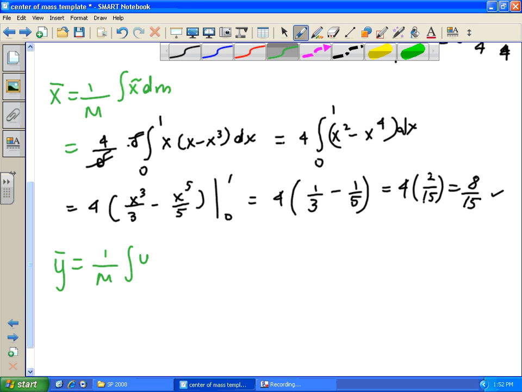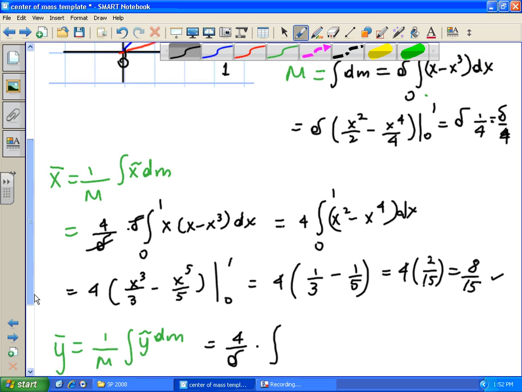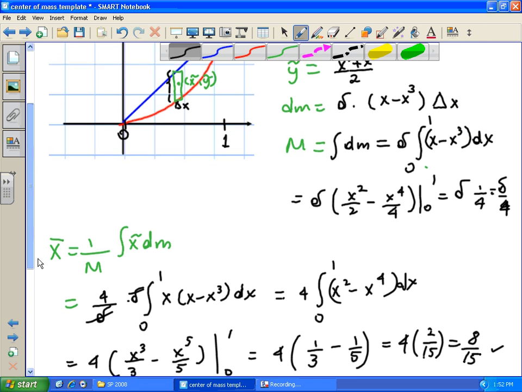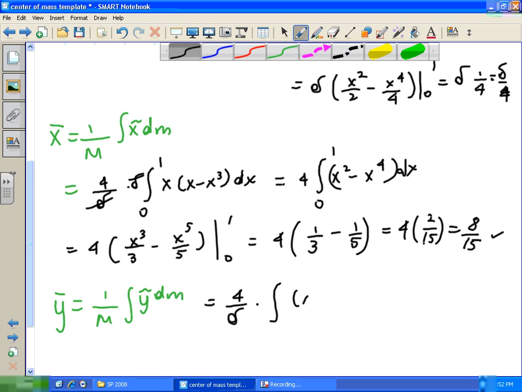Very similar formula, right, to begin with. So 1 over total mass times the integral of y tilde dm. Now we look back to y tilde. That was x cubed plus x all over 2. And dm was x minus x cubed delta x times density.